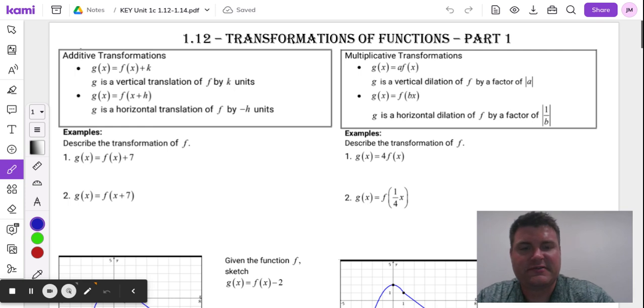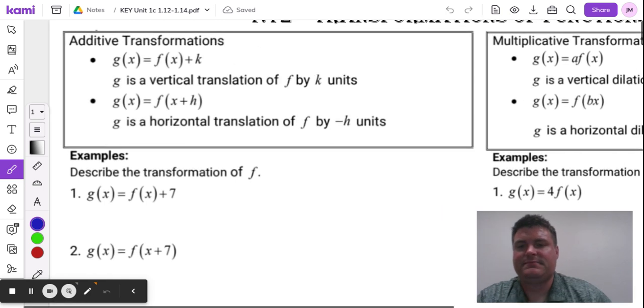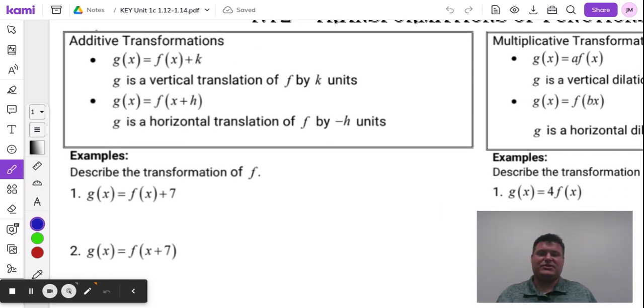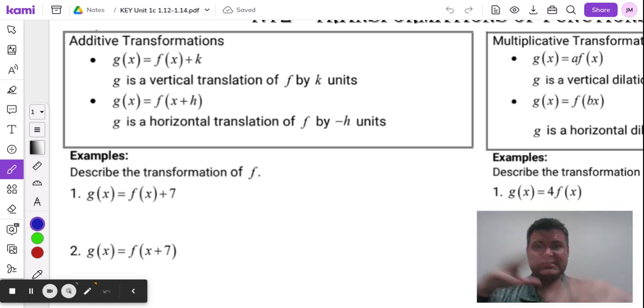Additive transformations is the first thing here on the left side. So let's talk about that. We call these additive transformations, we call them vertical translations and horizontal translations. What's important to know is that we have input transformations and output transformations. Anything that's outside the function is output. Anything inside the function is input. So please do take note of that. So outside.